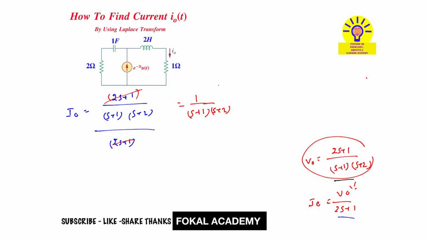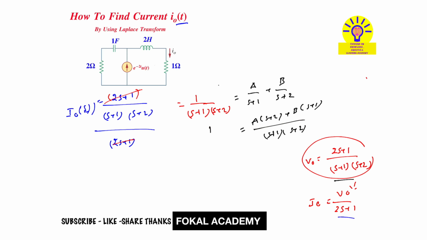We got I0 in terms of s, but here we want I0 of t. So apply the inverse Laplace transform. But it is not in the standard form, so first of all convert this into partial fractions. Let us assume this is equivalent to a by s plus 1 plus b by s plus 2. Now take LCM: a into s plus 2 plus b into s plus 1, over s plus 1 into s plus 2. On the LHS, 1 by s plus 1 into s plus 2.